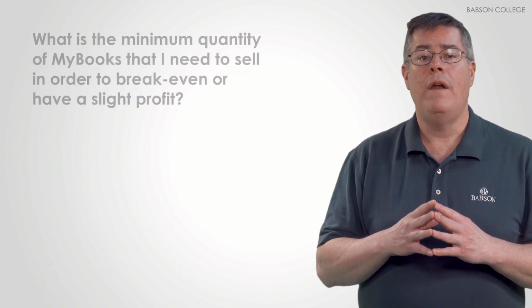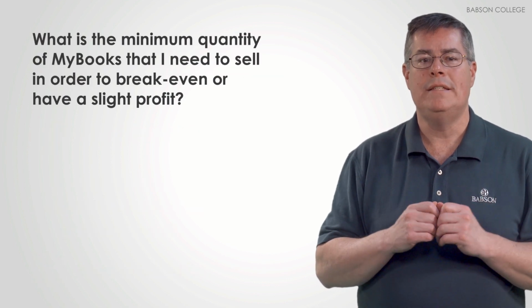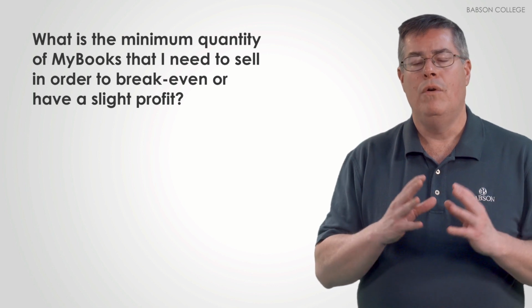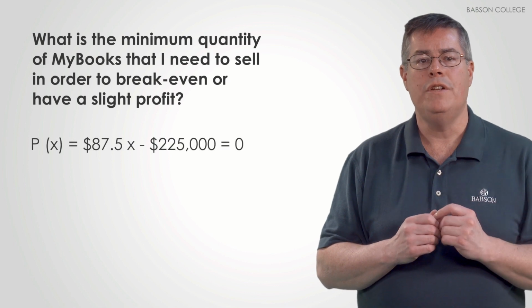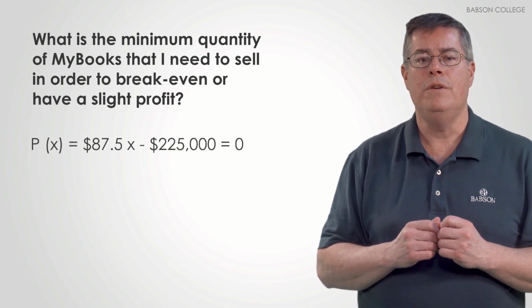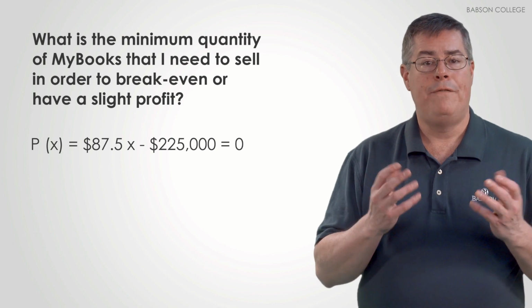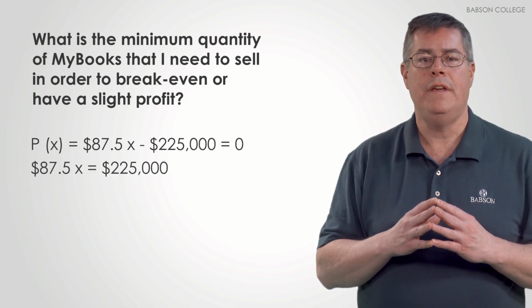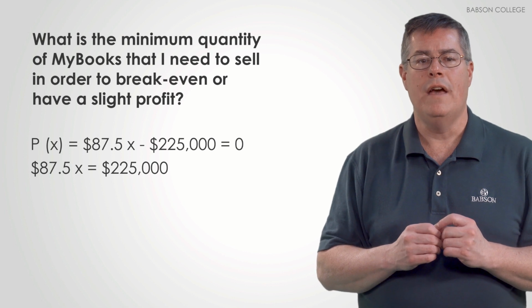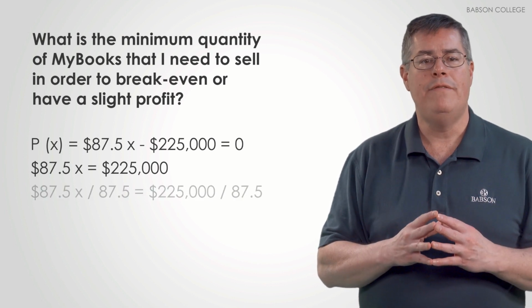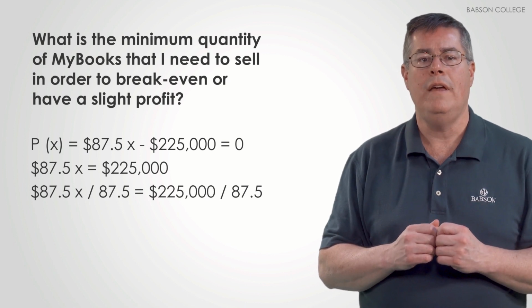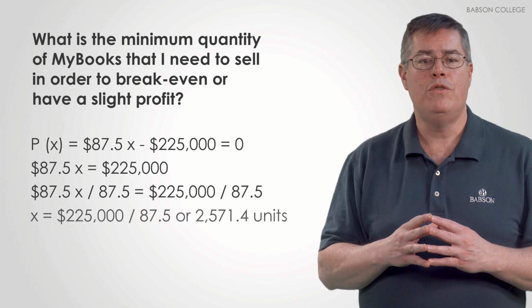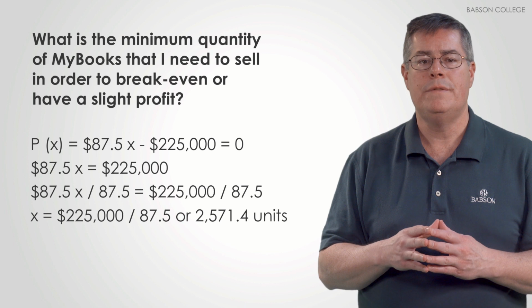Third, we want to know the minimum quantity of MyBooks that I need to sell in order to break even or at least have a slight profit. In this case, we set the profit equation equal to 0 and solve for the X unit quantity. I first add $225,000 to each side to isolate the term with the X variable. Then I simply divide each side by 87.5 to find the minimum quantity to break even. This leads to a break-even quantity of 2,571.4 units.